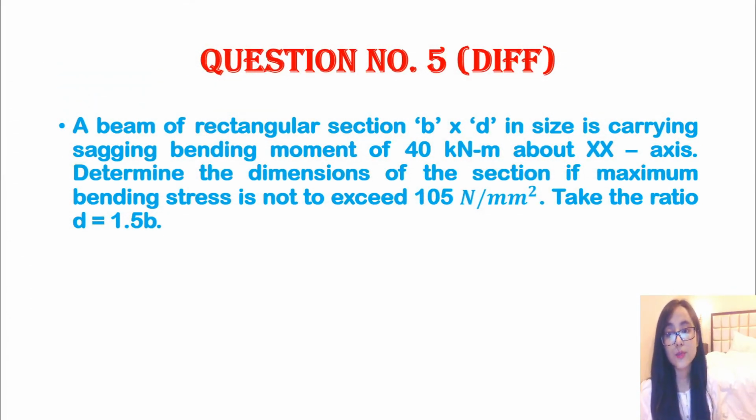This is the last numerical for today's session. A beam of rectangular section B into D in size is carrying a sagging bending moment of 40 kilonewton meter about the x-axis. Determine the dimensions of the section if the maximum bending stress is not to exceed 105 Newton per mm square. Check the ratio D equals 1.5 B. This is a different kind of question, so let us see how we can solve this numerical also. Let us get going.